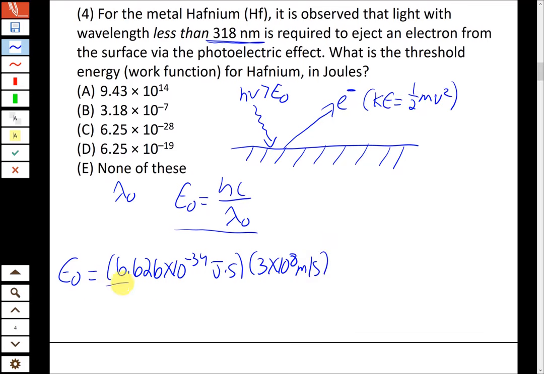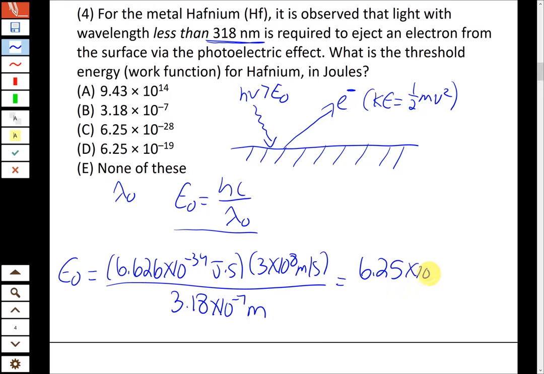And then our lambda needs to be in meters for this equation, so we're going to take 318 and either multiply it by 10 to the minus 9 or divide by 10 to the 9th, however you prefer to think about that, and you'll get 3.18 times 10 to the minus 7 meters. So again, much smaller number in meters than in nanometers, because meters is a much larger unit than nanometers. And that's going to be 6.25 times 10 to the minus 19 joules.